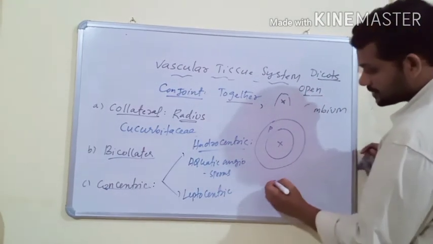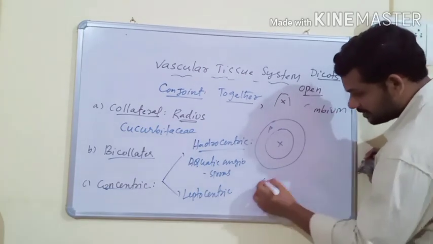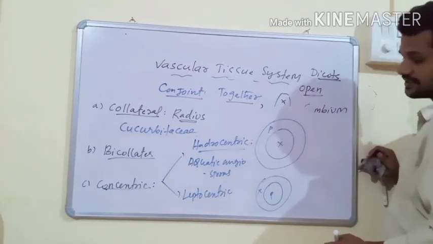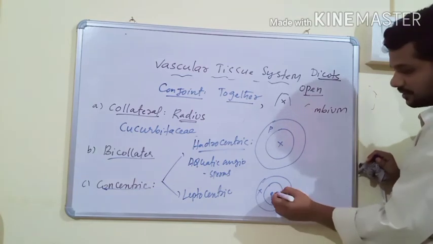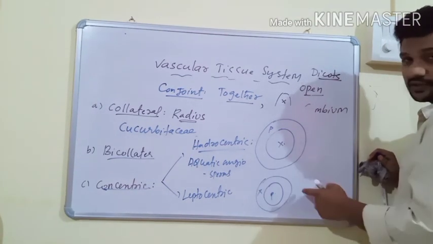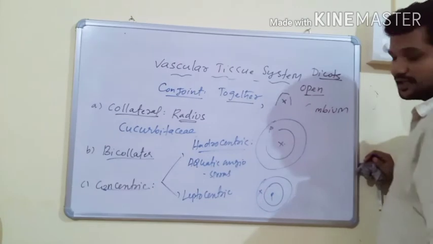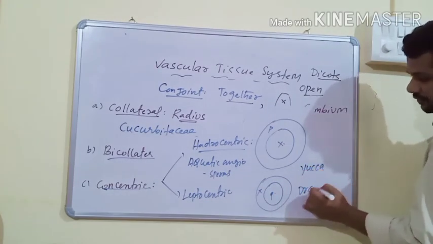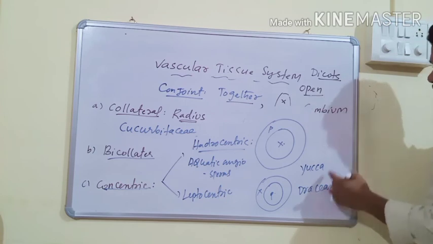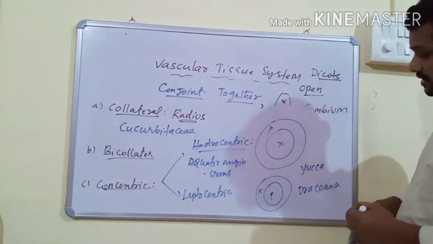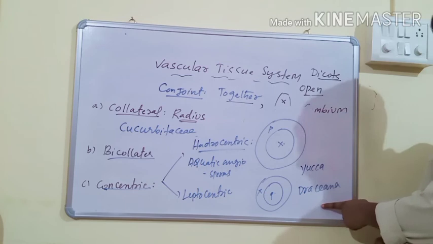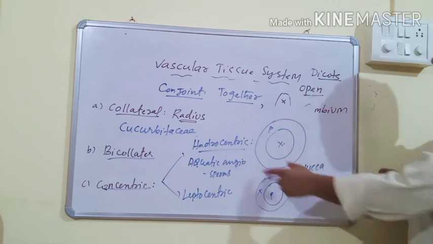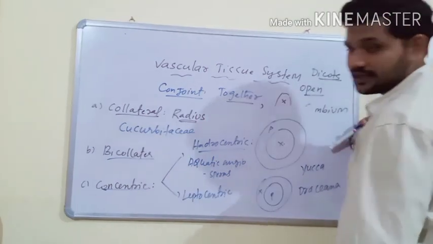Next, leptocentric. If phloem is surrounded by xylem with the same center, then it is known as leptocentric. And this type of vascular bundle is present in Dracaena and Yucca. Both Yucca and Dracaena are monocots, but in these two monocots, secondary growth is present. So these are the two different types of concentric vascular bundles.